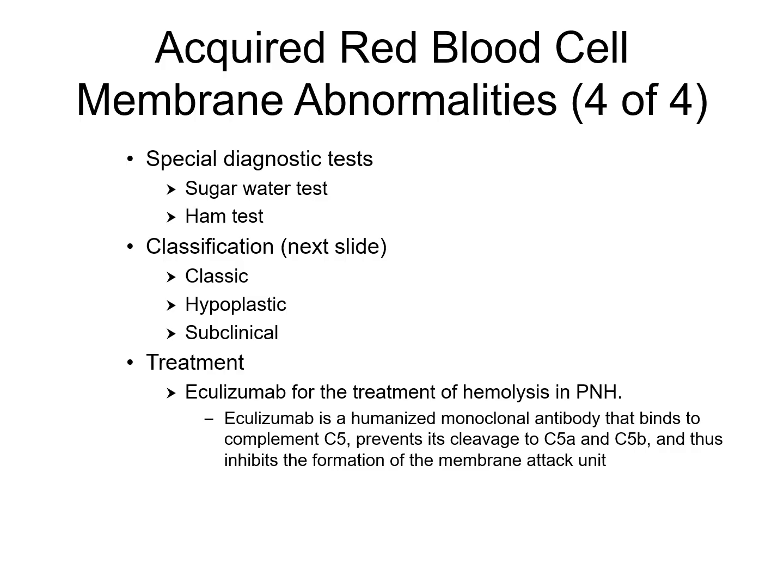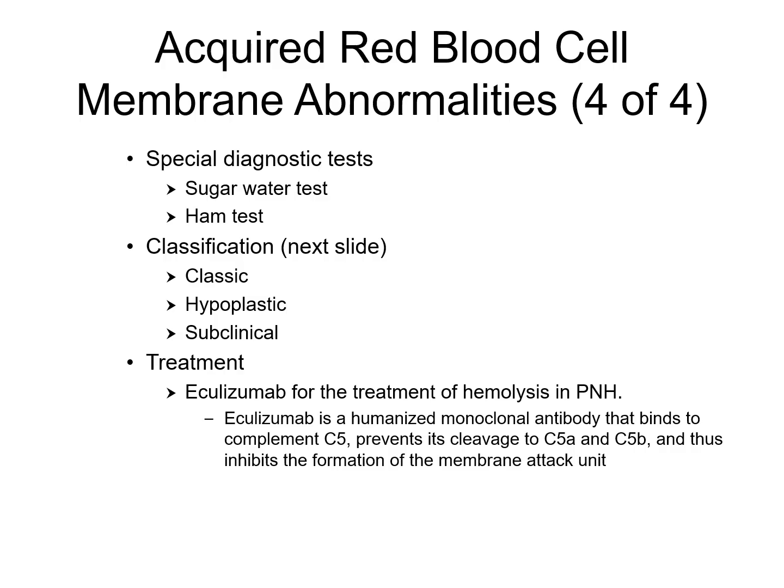Some special diagnostic tests we can do for paroxysmal nocturnal hemoglobinuria. The first one is the sugar water test, and this detects the increased red blood cell fragility in the hypotonic solution, which can lead to hemolysis in the paroxysmal nocturnal hemoglobinuria cells. We also have the HAM test, which is an acidified serum test. This tests for complement-mediated lysis of red blood cells in acidified serum. This will be positive in paroxysmal nocturnal hemoglobinuria.